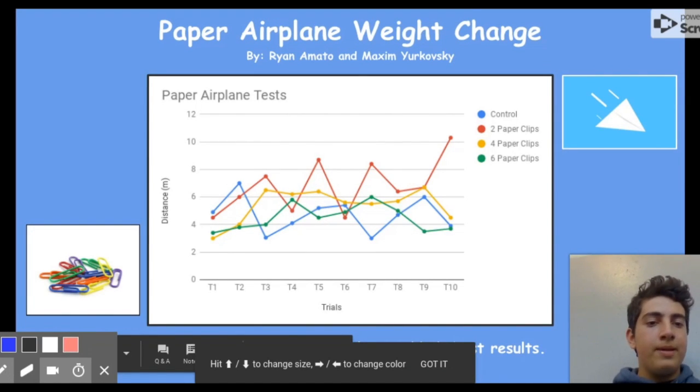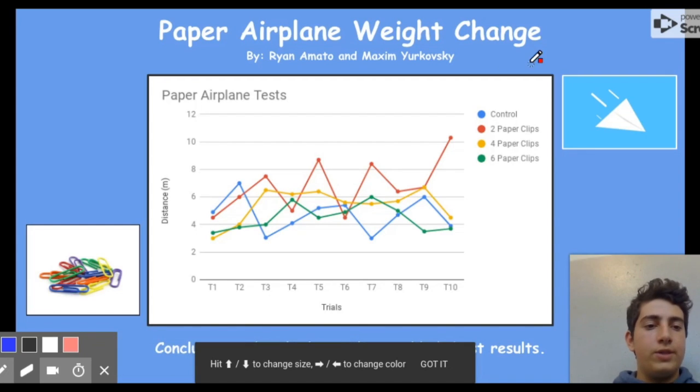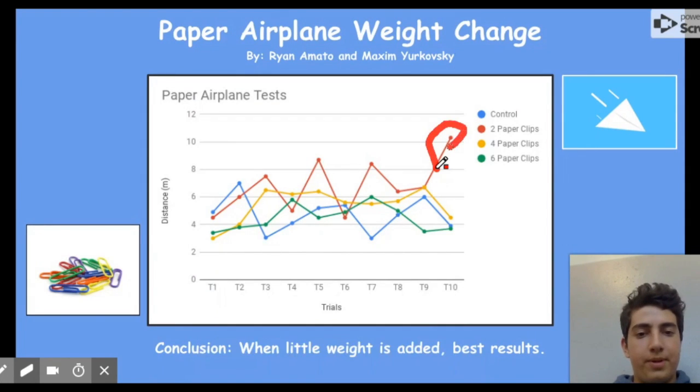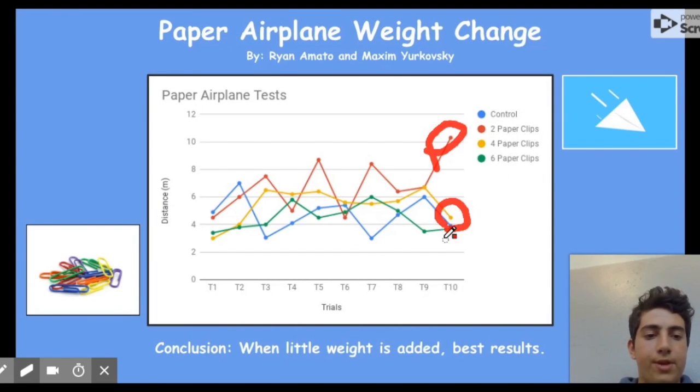We tested our paper airplane by adding paper clips to the center of the model to increase its weight. As you can see by our graph, the trial that worked the best was the one when we only added 2 paper clips to the paper airplane. Unfortunately, it was the least consistent. The one that was the most consistent was the one where we added 4 paper clips, although it did not go as far. But according to all the trials, it did go the second farthest.